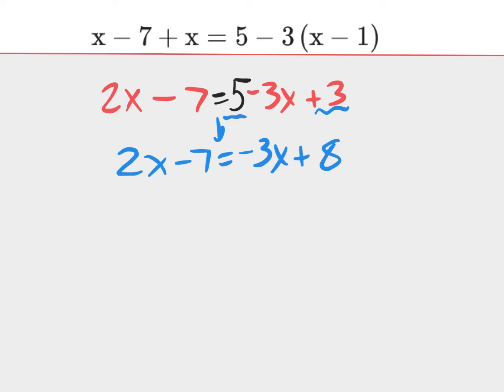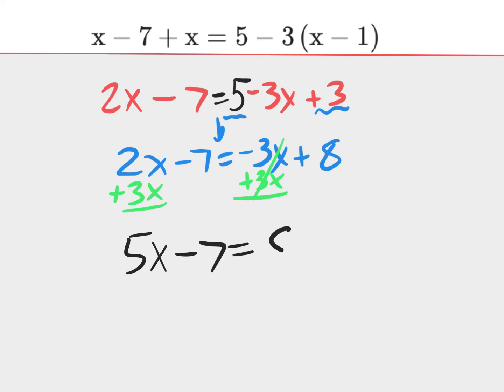So let's move one of those x's to the other side. I am going to choose to get rid of the -3x by doing the opposite, which is +3x. That'll get rid of it. What I do to one side, I must do to the other, +3x. That gives us a 5x on the left side, a -7, an equal sign, and an 8.